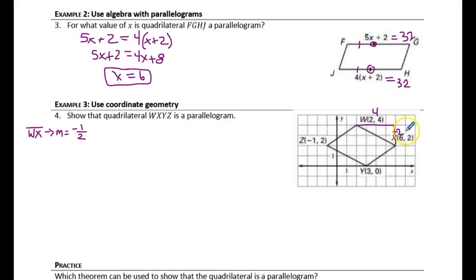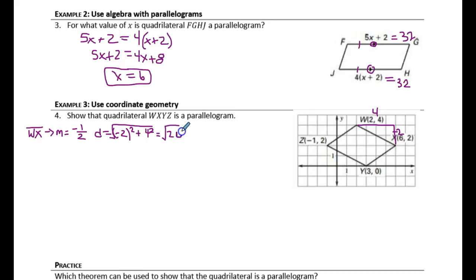And then my length of WX, I can use my distance formula, which is very similar to the Pythagorean theorem. And since this is the length I'm looking for, this is my hypotenuse. So I can say -2 squared plus 4 squared. And then I want to take the square root of that. And the square root of that would give me the square root of 20.